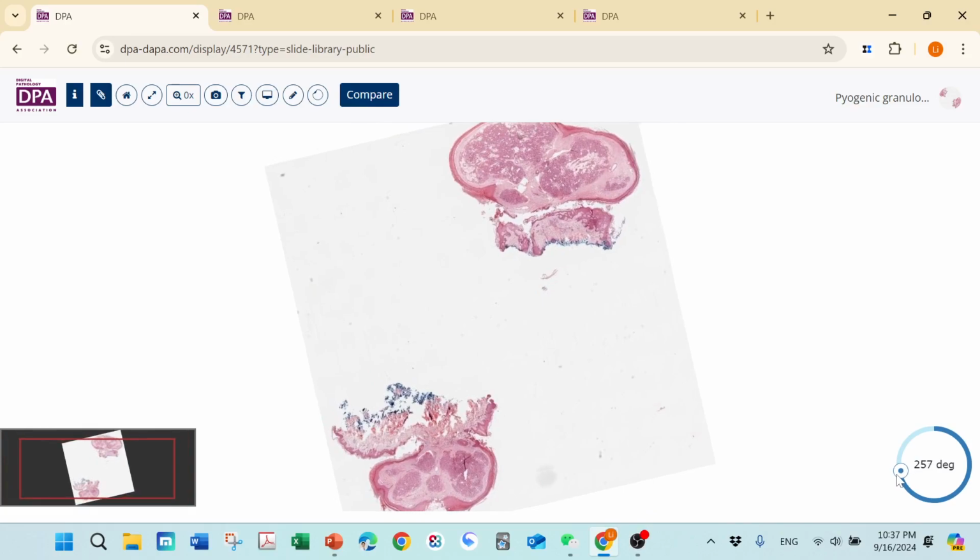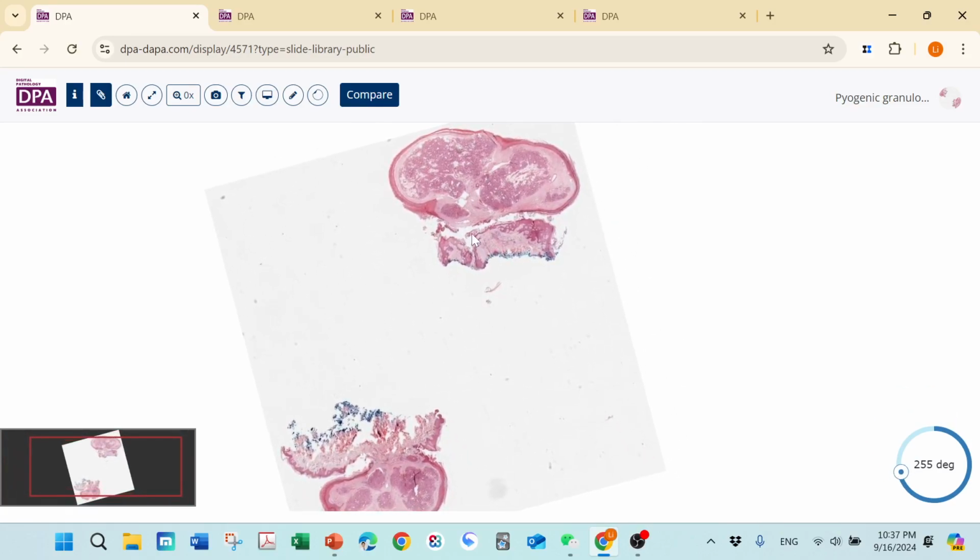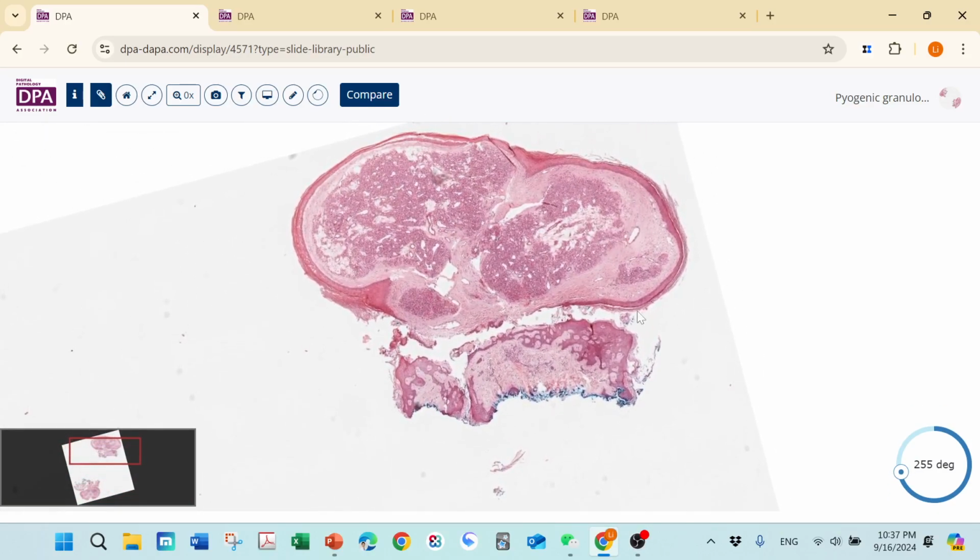Another pyogenic granuloma, the same thing, just exophytic growth, color red, lobular structure, big vessel fed by small vessels around, forming this lobular structure. So this is pyogenic granuloma.